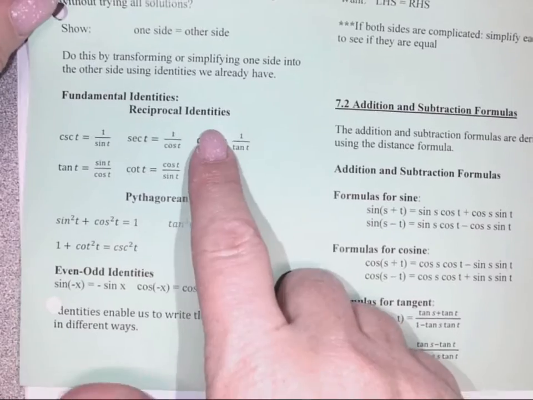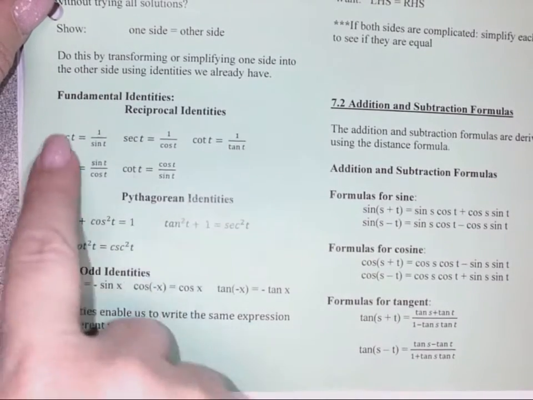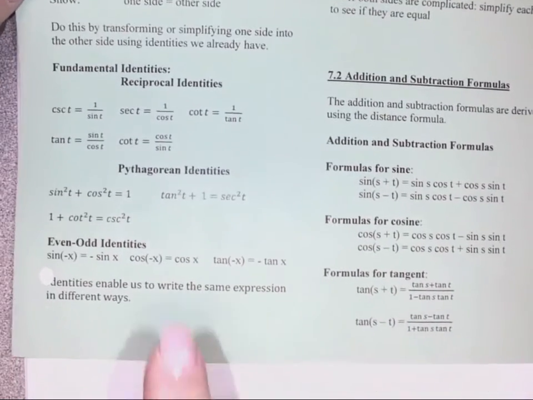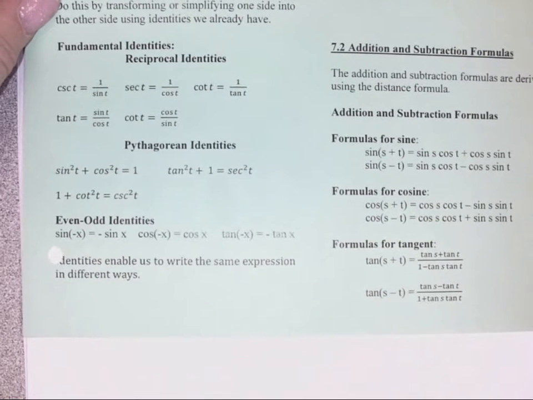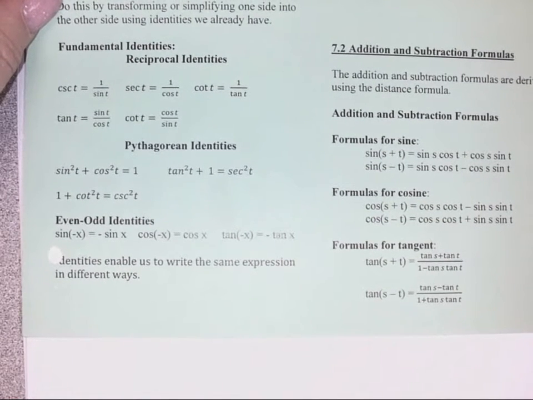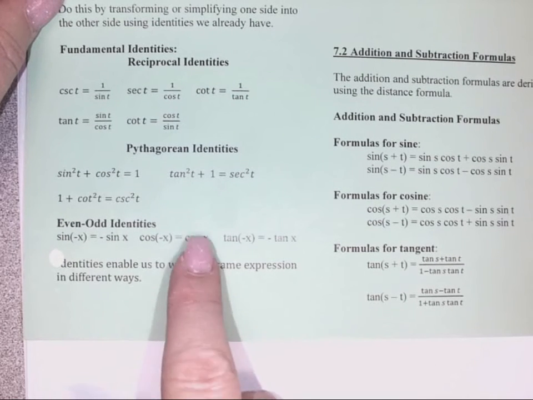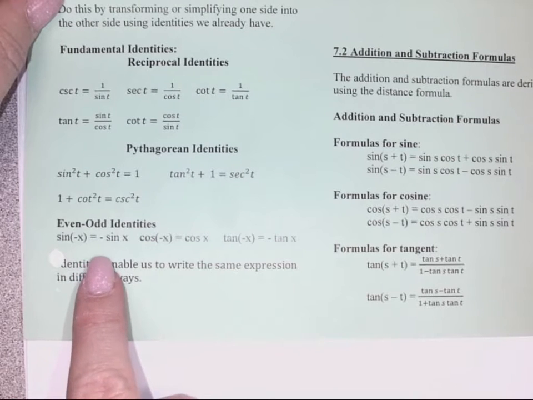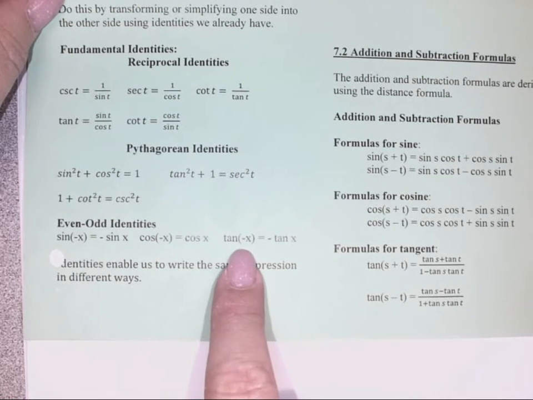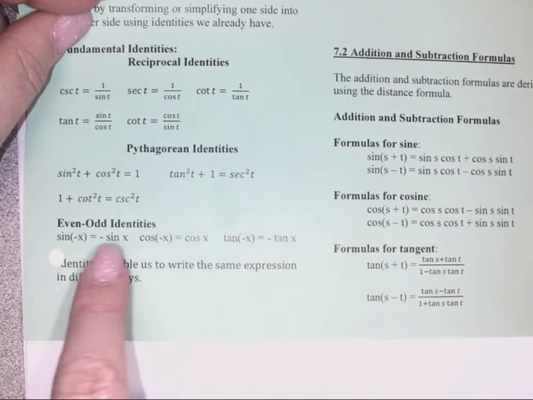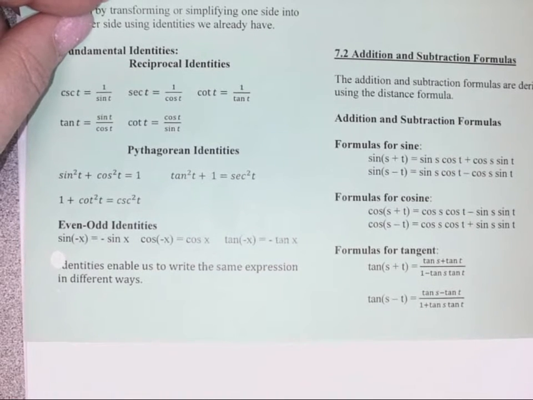We have some fundamental identities that we know already. We've got these here: our reciprocal identities, the Pythagorean identities, and the even and odd identities. Remember, cosine and secant are our even functions, where the negative sign will be absorbed into it when we plug in a negative x. But for the sine and tangent functions, the negative sign will come to the outside. Identities are going to enable us to write the same expression in different ways. So let's go look at whether or not something is an identity.